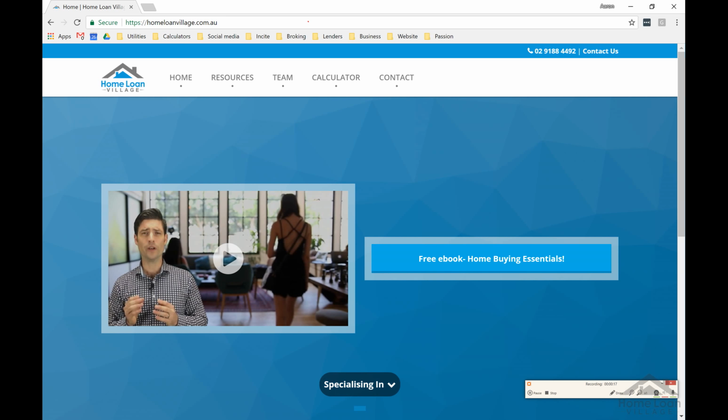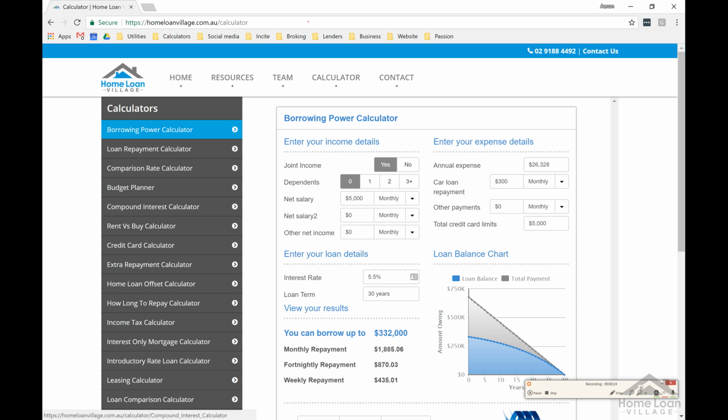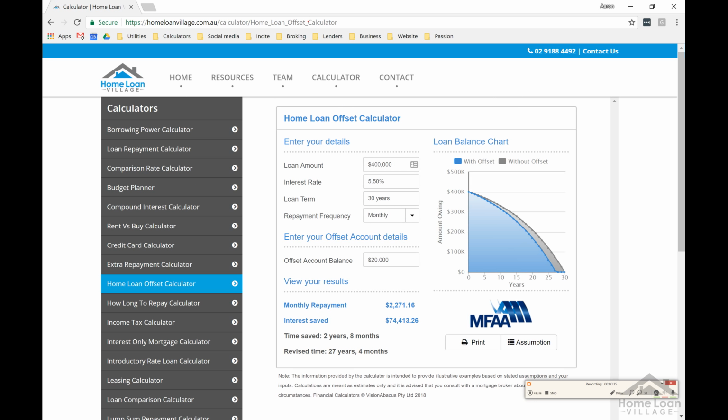All right, so first just start from wherever, homeloanvillage.com.au. So here we are on the first screen that you come to. Click on calculators. This will bring you down to the calculator page. And down the left here, we go to the offset calculator, which is right here. So home loan offset calculator.